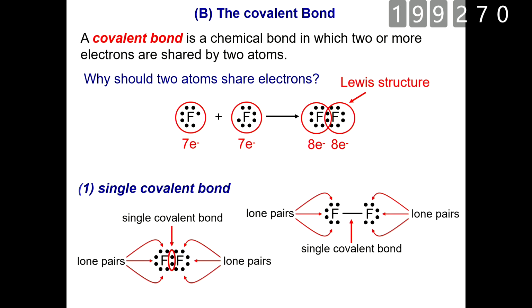But for these covalent compounds, basically two atoms share the electrons, so they form the covalent bond. Like in this case, these two fluorine atoms share 2 electrons. So each one has 8 electrons. And in this case, these two atoms share 2 electrons, so forming the single covalent bond. Okay.